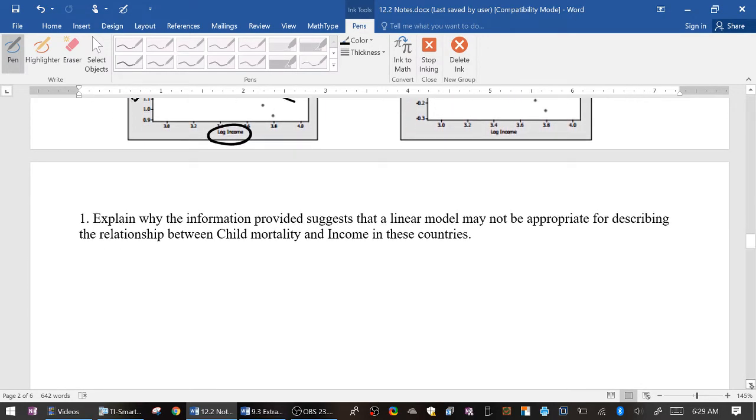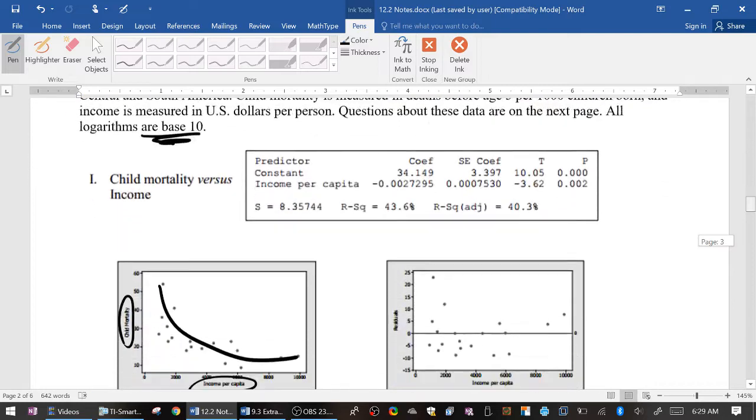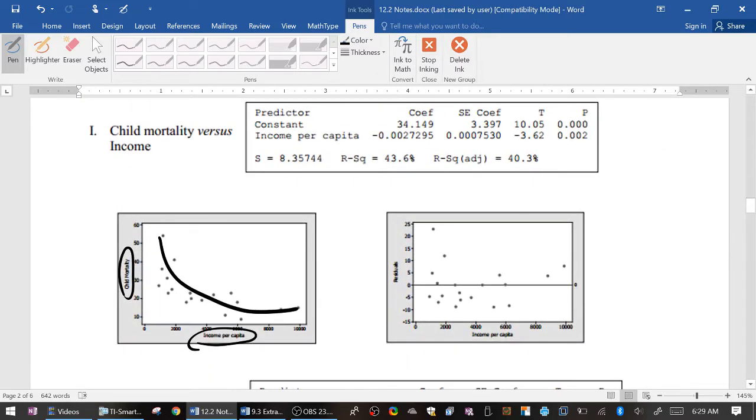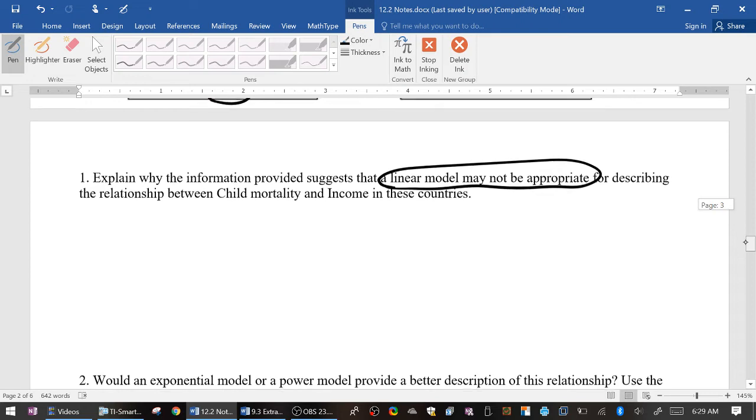So number 1, explain why the information provided suggests that a linear model might not be appropriate for describing that relationship. Well, a linear model isn't appropriate because if you look at the first model, that scatter plot didn't have a linear strength. If you look at the residuals, even these residuals kind of have a nice curve pattern. Okay, so we just have to identify that in the problem.